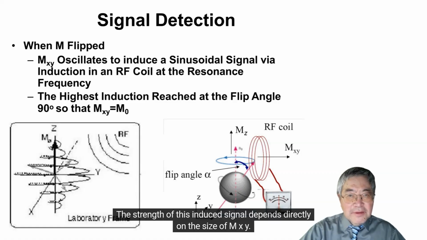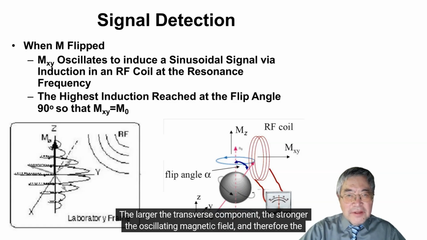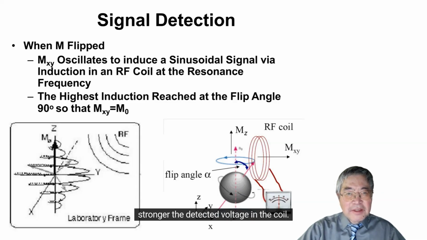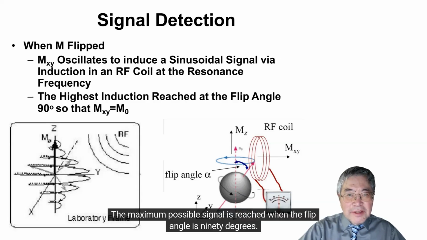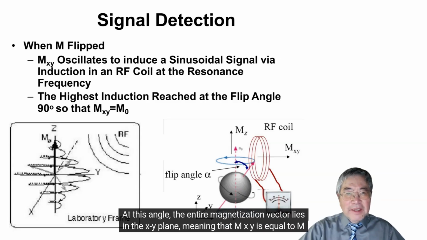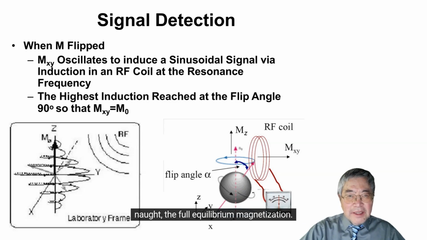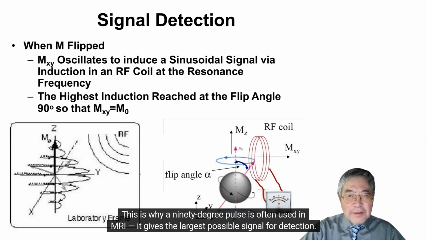The strength of this induced signal depends directly on the size of Mxy. The larger the transverse component, the stronger the oscillating magnetic field, and therefore the stronger the detected voltage in the coil. The maximum possible signal is reached when the flip angle is 90 degrees. At this angle, the entire magnetization vector lies in the xy plane, meaning that Mxy is equal to M0, the full equilibrium magnetization. This is why a 90-degree pulse is often used in MRI. It gives the largest possible signal for detection.